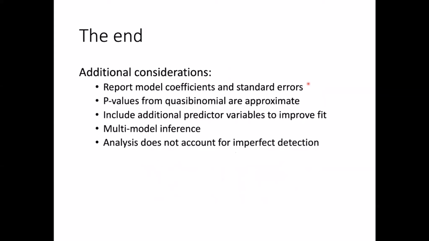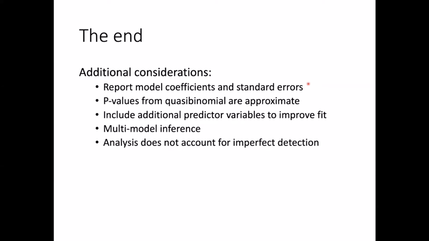So with that, the important things to consider when reporting on the results of a logistic regression, you definitely want to report the model coefficients and their standard errors. You may want to report p-values, but some people these days are on the fence with p-values, and especially if you end up using the quasi-binomial family, those p-values are only going to be approximate. So you need to be very careful if those p-values are close to your 0.05 cutoff value.